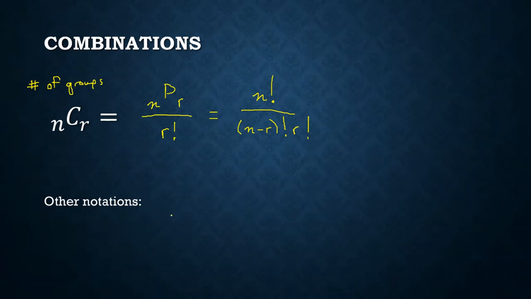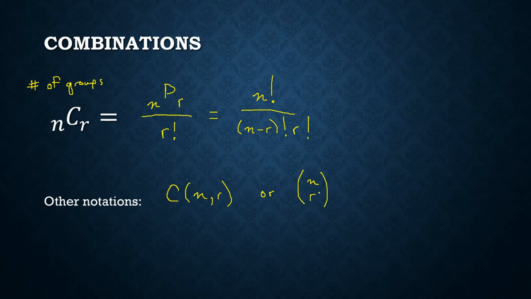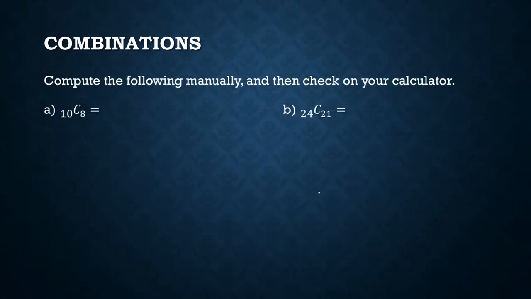Like permutations, there are other ways to denote this. Another common way is to write that as C(n, r). You may also see this notation where you have two brackets and stack n and r vertically. That also means nCr. They all mean the same thing. So let's get used to this new formula, and you will also be using this feature on your calculator now. Let's just do a couple of easy examples.